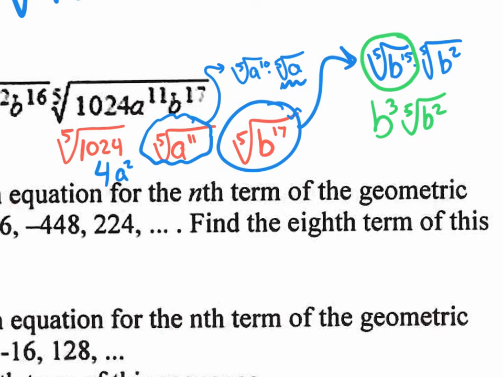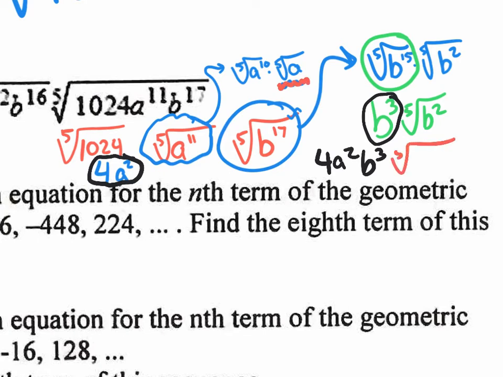On the outside we have a 4a squared right here. We also have the b to the third. And then we have all the roots that we had left over. So we have this fifth root of a, let me write that down, but I'm going to put them all together because I also have the fifth root of b squared. So our final answer right there in black and red is 4a squared b to the third times the fifth root of a b squared.